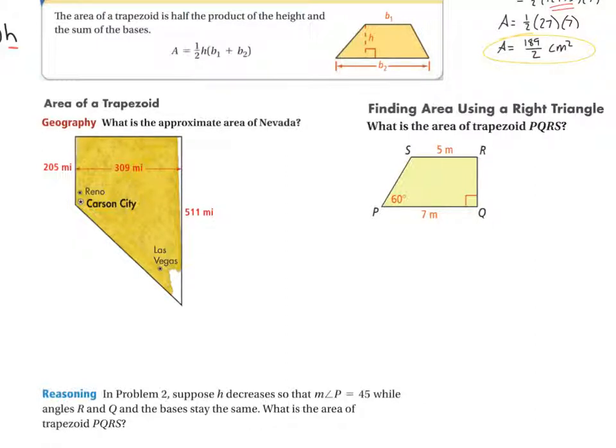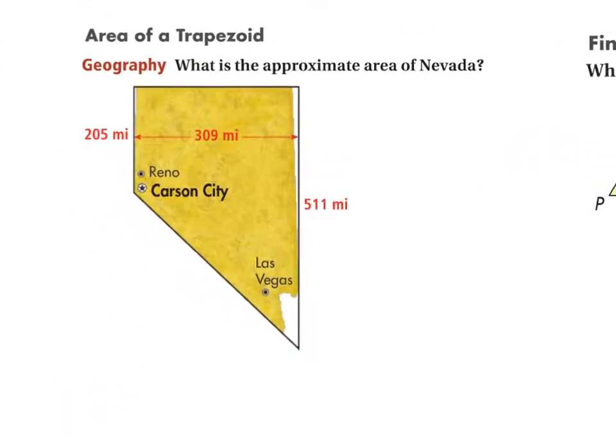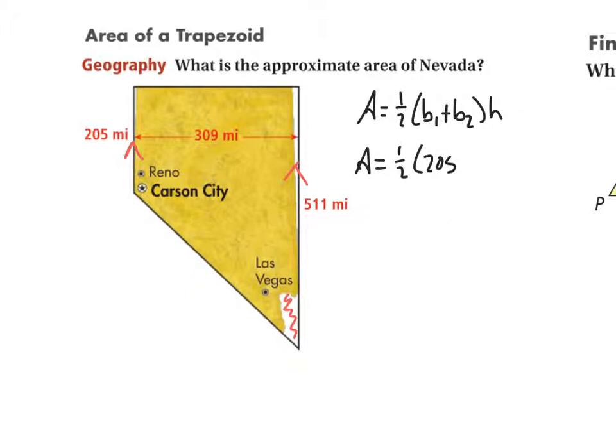Taking a look at that first one. Knowing what a trapezoid looks like, if we look at the state of Nevada, this side and this side must be our bases, right? Okay. And again, this is approximate because, of course, it doesn't fill in down there. Okay. So approximate area of Nevada, we're going to use the area of a trapezoid, which is 1/2 times b sub 1 plus b sub 2 times h. And so our area is going to be 1/2 times 205 plus 511 times 309.